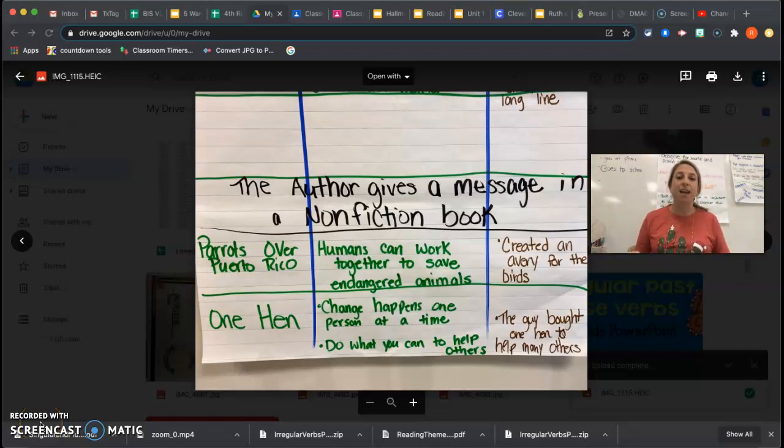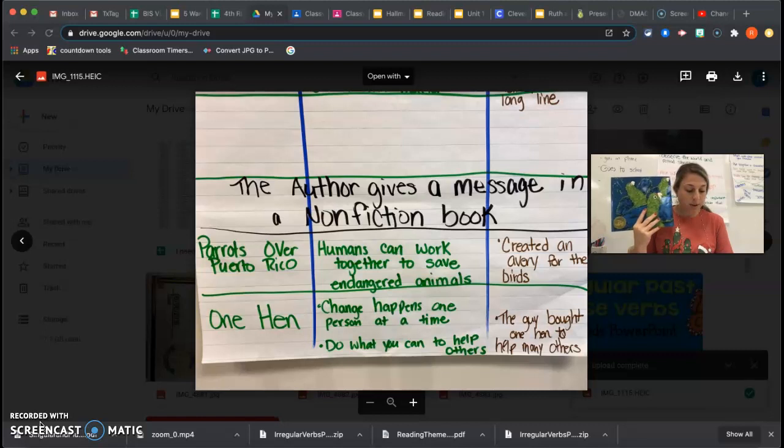Right, so today we are going to talk about how the author gives a message in a nonfiction book. Yesterday we talked about the fiction book, the message we usually find in the way the characters interact with each other, the things that characters might learn from each other, ways we can learn from the characters. But in a nonfiction, we don't really have characters, but there is a way that the author gives us a message. And so why do you think the author wrote this book, Parrots Over Puerto Rico?